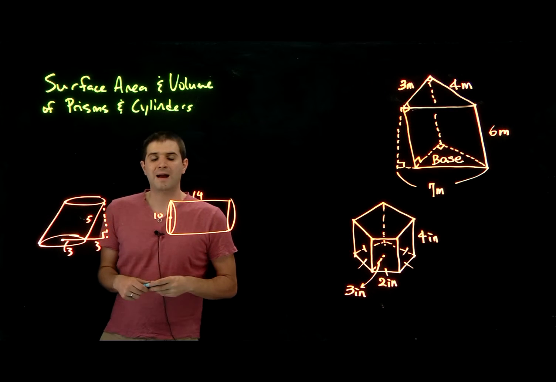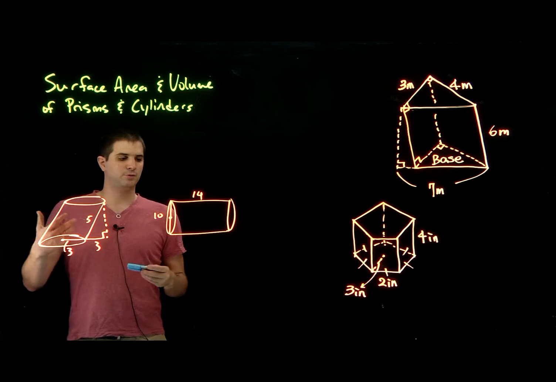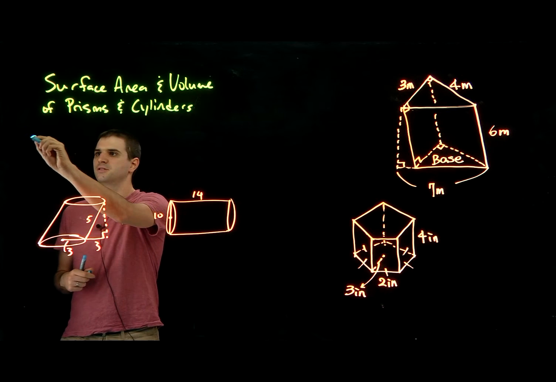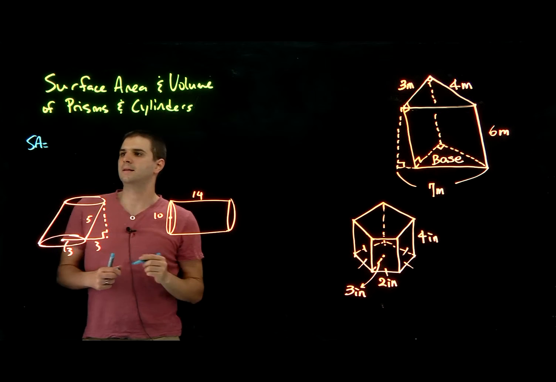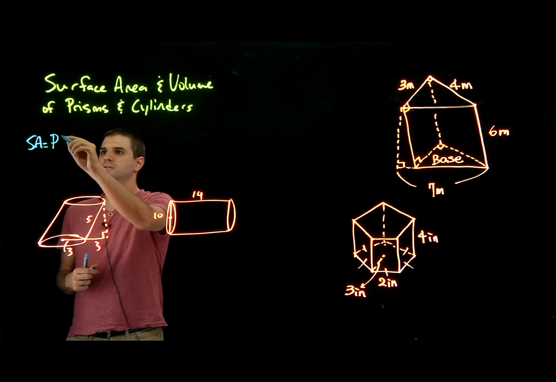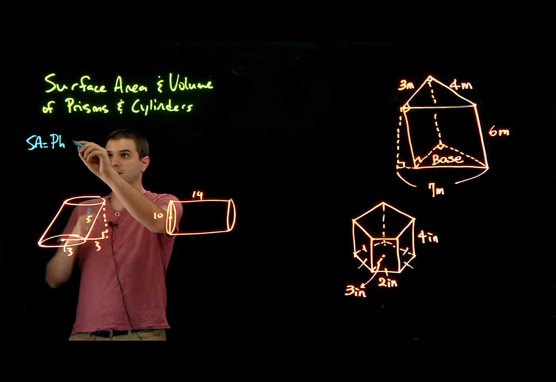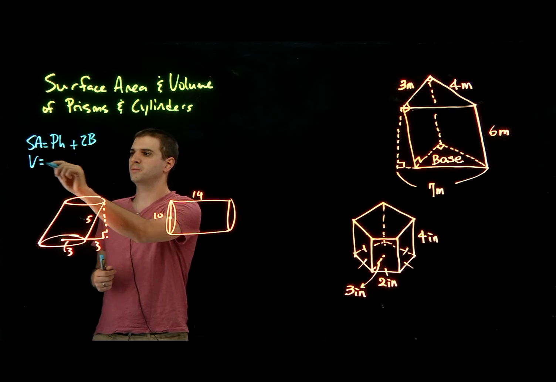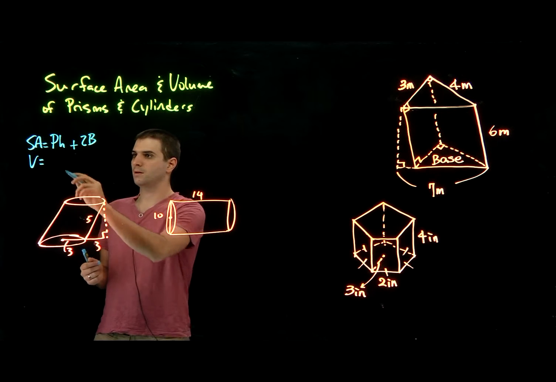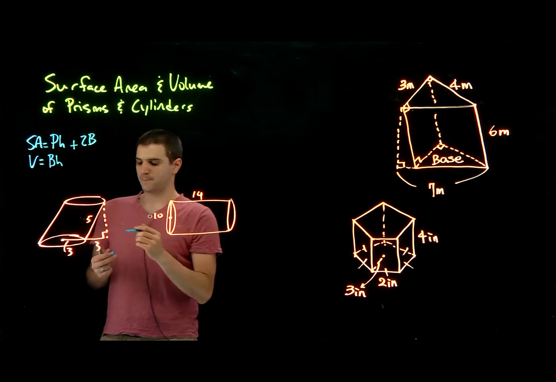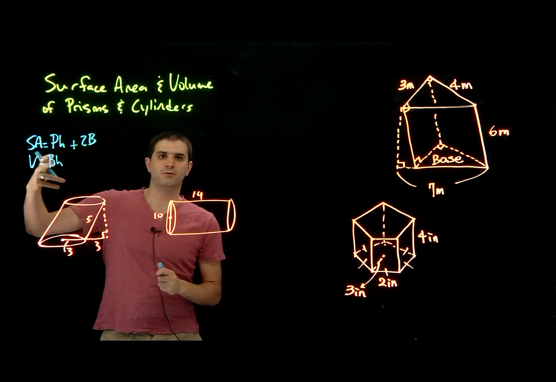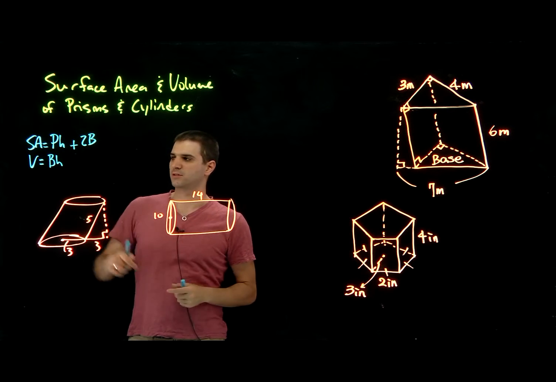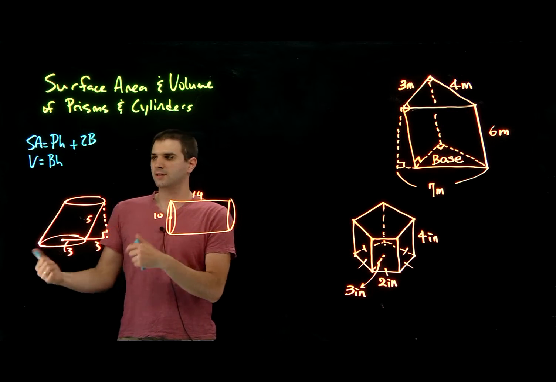Okay guys, in this video we're going to wrap up this unit of this chapter doing some examples. So I just want to write down the surface area and volume formulas. The surface area is going to be perimeter times height, plus 2B, and the volume is going to be area of the base times height. These are applicable for both cylinders and prisms, and whenever we need to use them for cylinders, we'll just make the specific case for that.